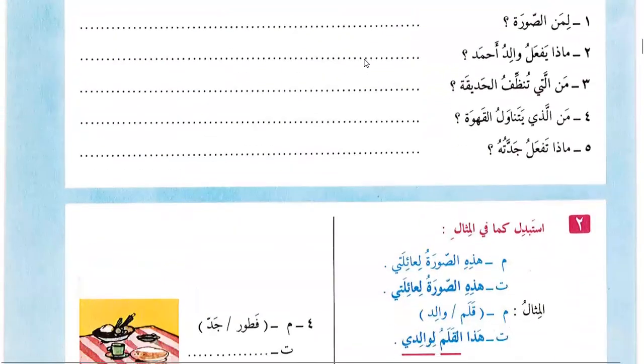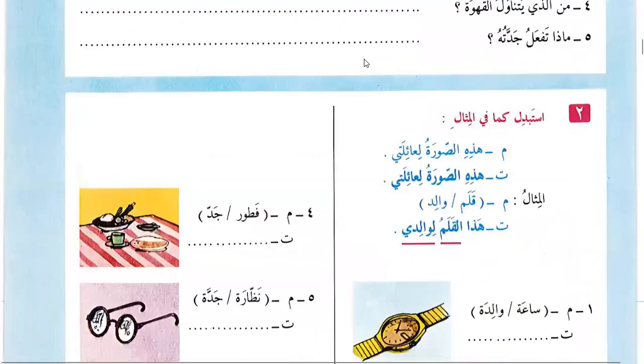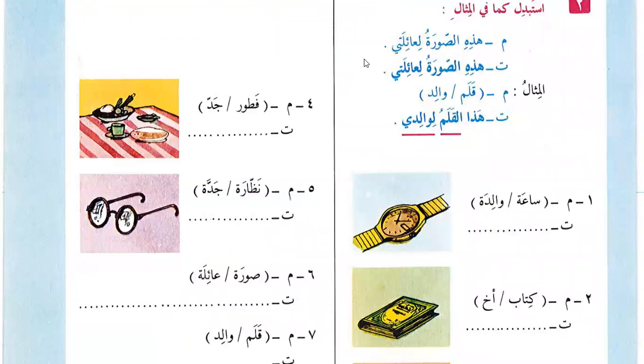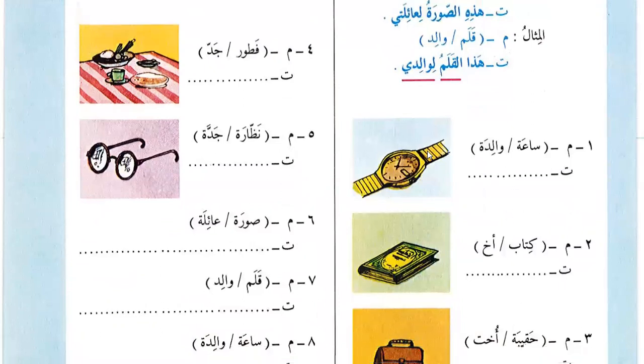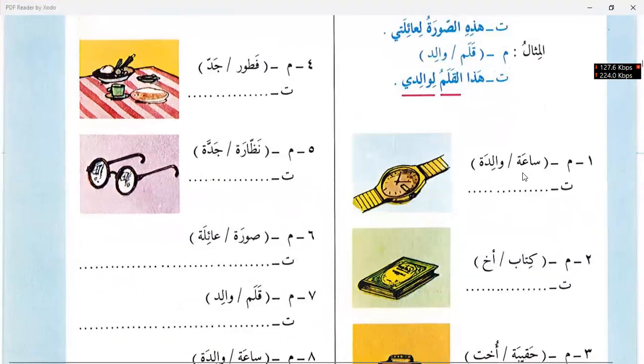You will answer this question according to the lesson here. Hazihi suratu li ailati. This picture belongs to my family. This is my family picture. Haza al-qalamu li walidi. The pen belongs to my father, or you can say this is the pen for my father. Now you will do similar here. What is the sentence here, Mr. Mohammed Samba?